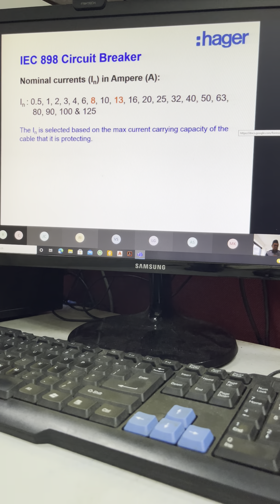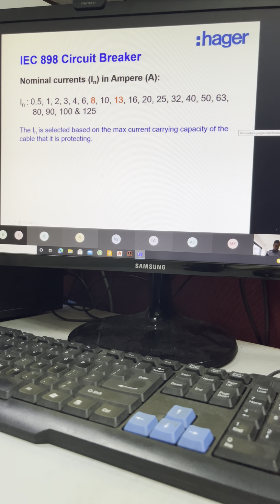It only exists as 32 amps. Same with the 60 amps breaker. So be careful not to put 60 amps, because there is no such thing as a 60 amps MCB or MCCB. The only one that exists is 63 amps. So these are the standard values.